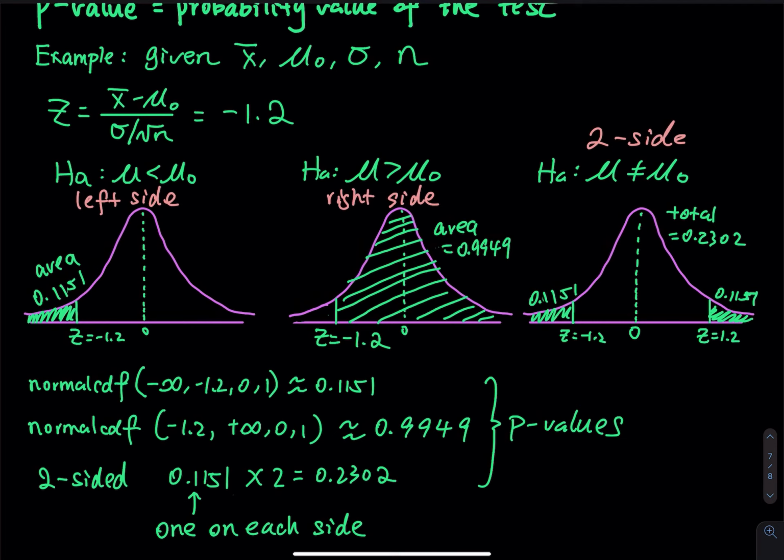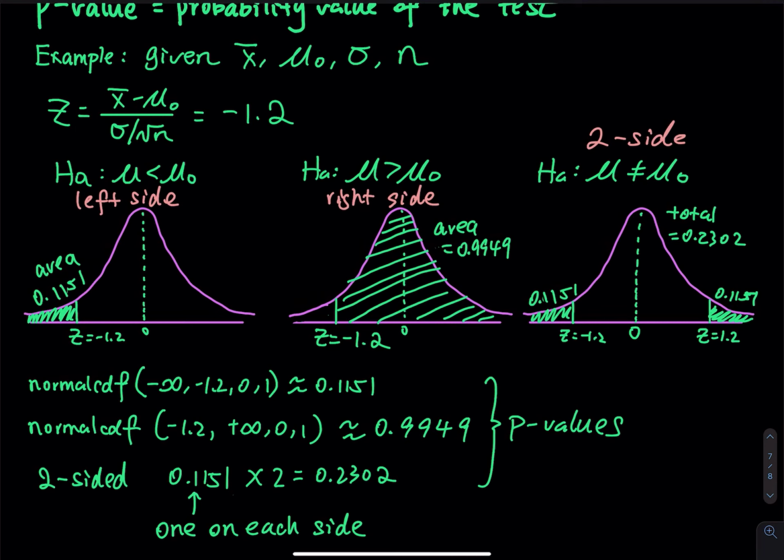So we just discussed the left side and the right side. And then how about two-sided? So two-sided, mu is not equal to mu naught. Then this is a two-sided test. So how does that affect the p-value? So first of all, we have a negative 1.2 on the left and a positive 1.2 on the right. But that gives me two areas. One on the left, one on the right. They are both 0.1151.